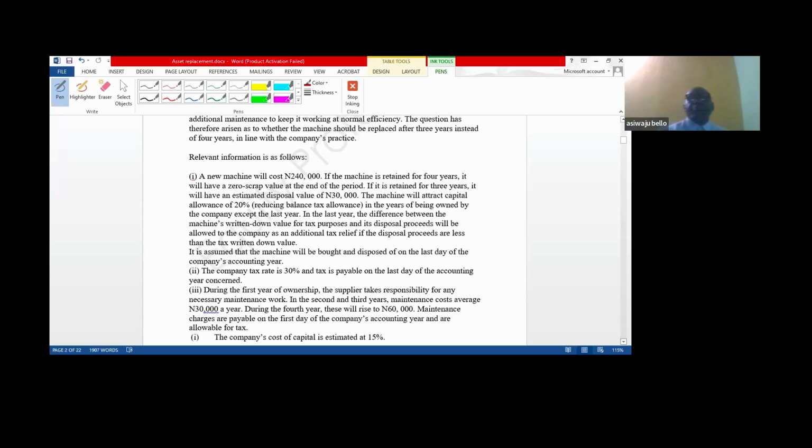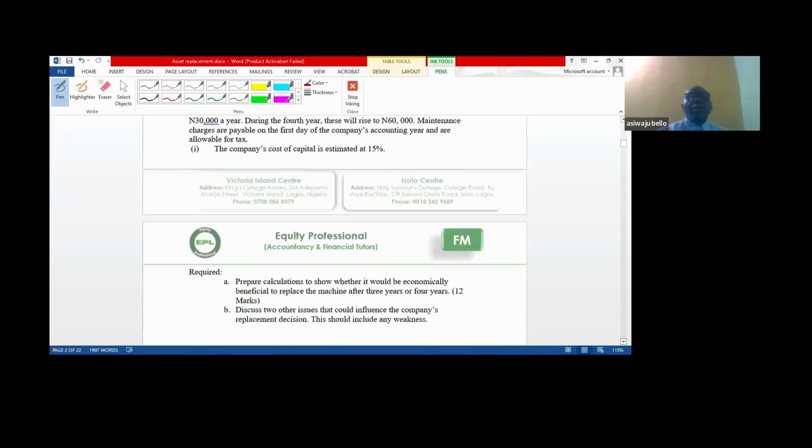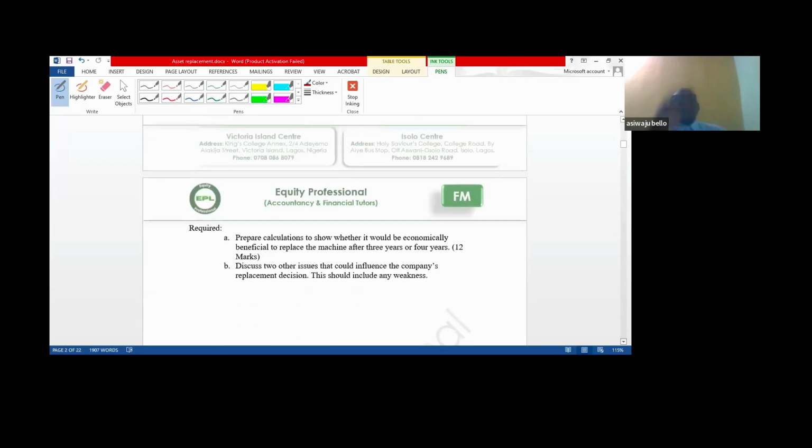Requirements. You are required to prepare calculations to show whether it will be economically beneficial to replace the machine after 3 years or 4 years. So we have two options. Should we replace the machine after 3 years or after 4 years? What are the relevant cash flows? Let's go to it.